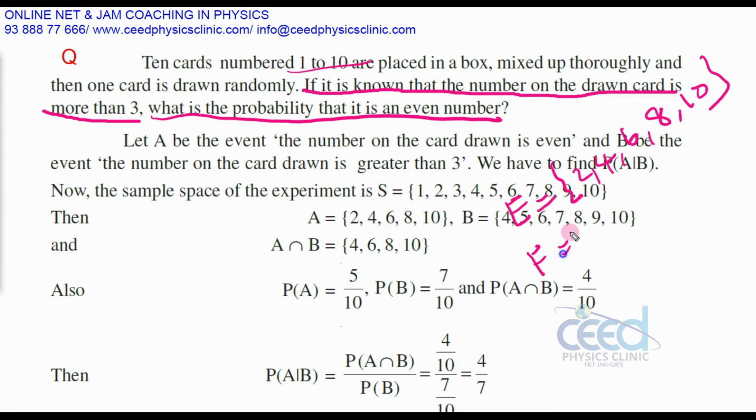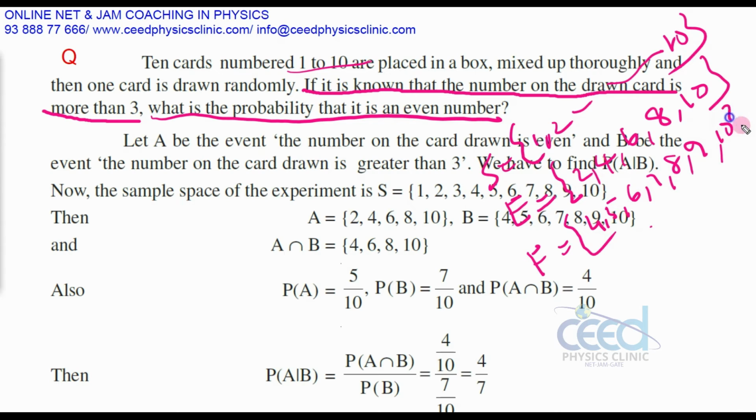What is F? F is the already happened event. If the number is more than 3, what are those elements? More than 3 starts from 4 itself. Our sample space is 1 to 10, and out of this, more than 3 is 4, 5, 6, 7, 8, 9, 10, right? Now we want to find P of E given F.